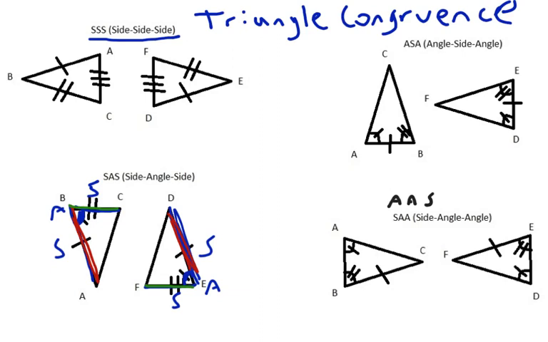Now an angle side angle, the side has to be directly between the two angles, the adjacent angles. So here we have an angle right here, we have an angle right here, and the side right between them is congruent to the one on the other triangle, as well as the angles are congruent there. So I would write angle, side, angle. Same thing here, angle, side, angle.